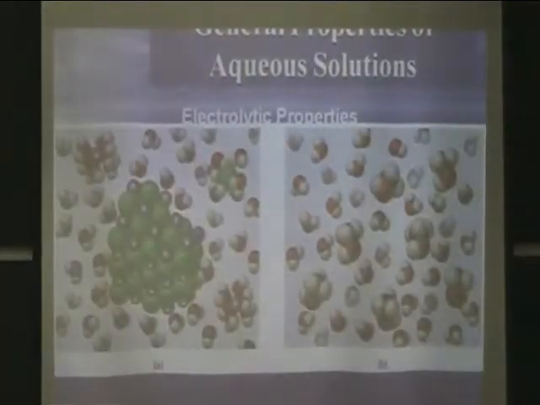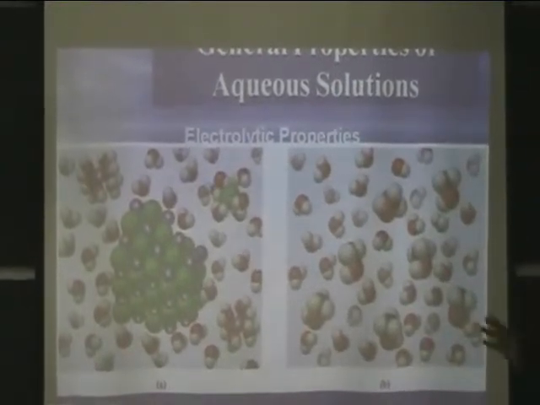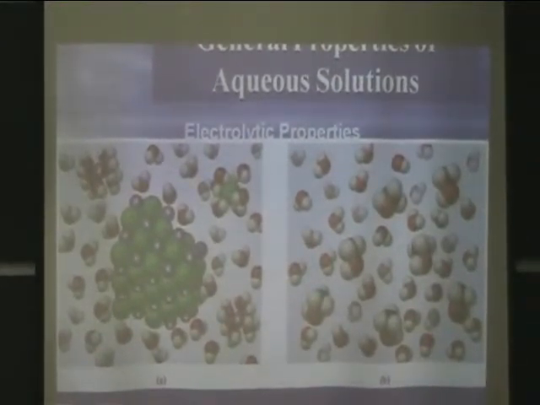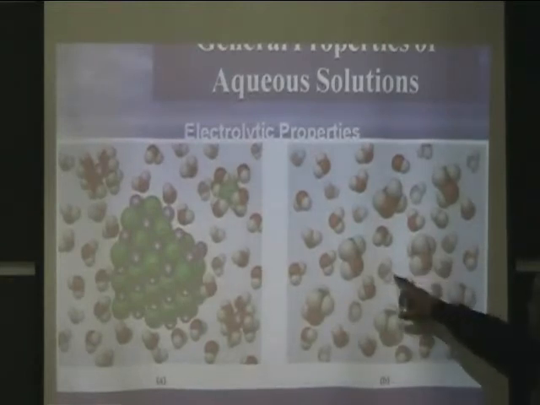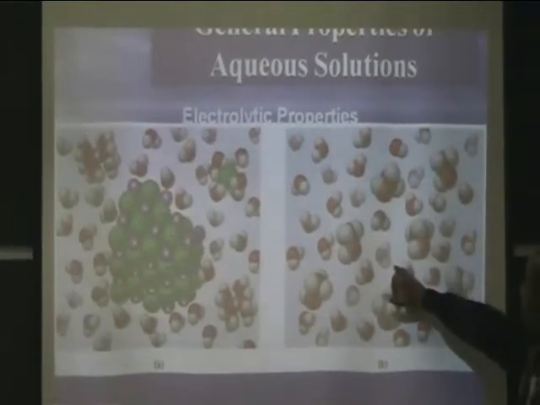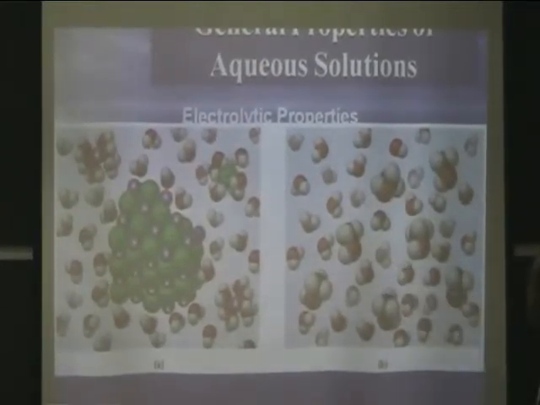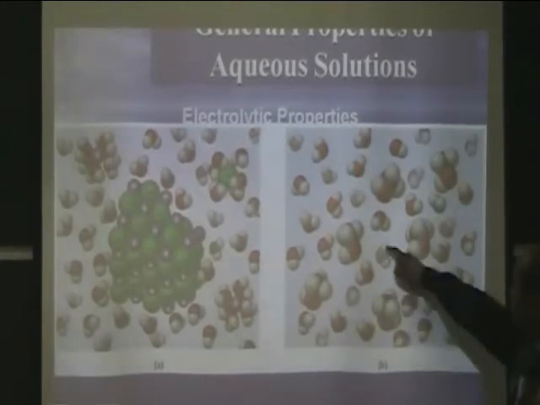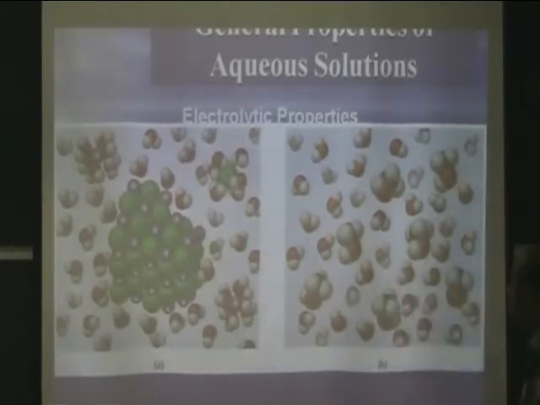So this can give us a picture about whether a substance is an electrolyte or a non-electrolyte. Here the substance is dissolved in water. The water molecules are here, with the hydrogen and the oxygen attached. The hydrogen part is in the middle, and the red part is the oxygen part.